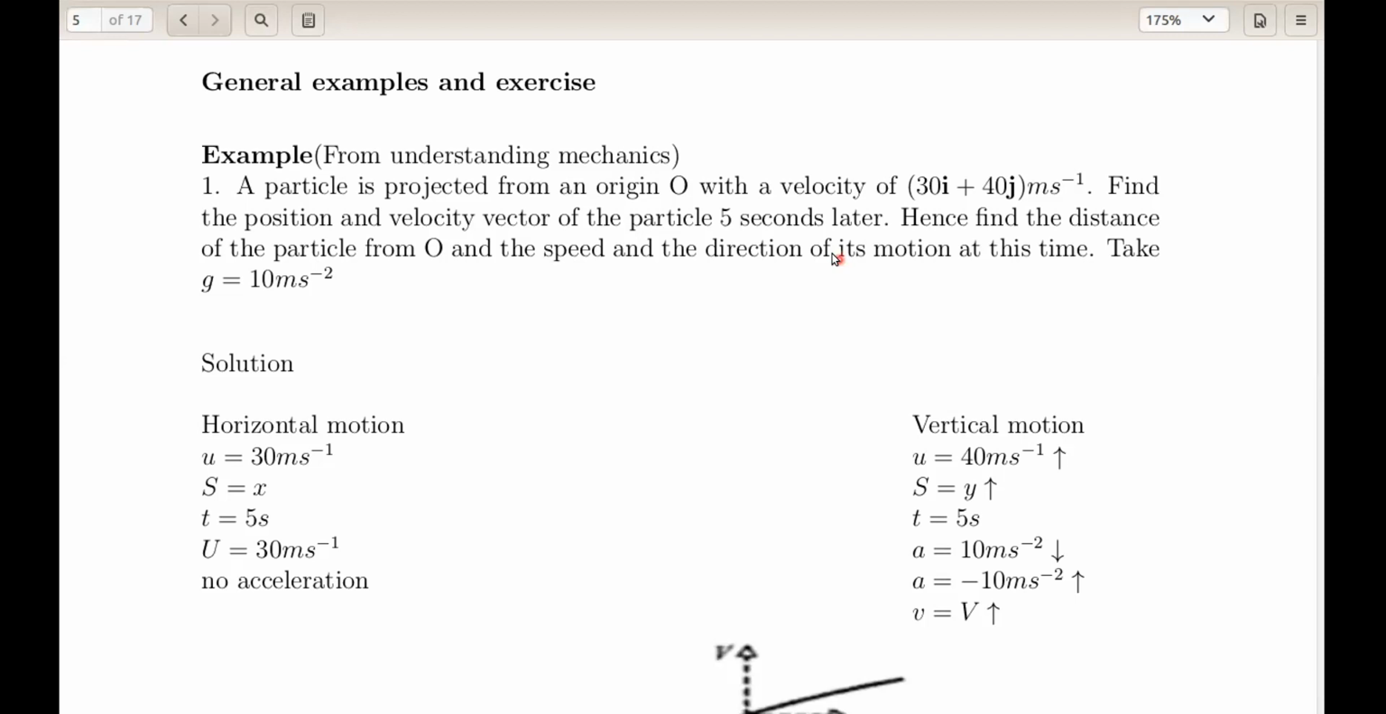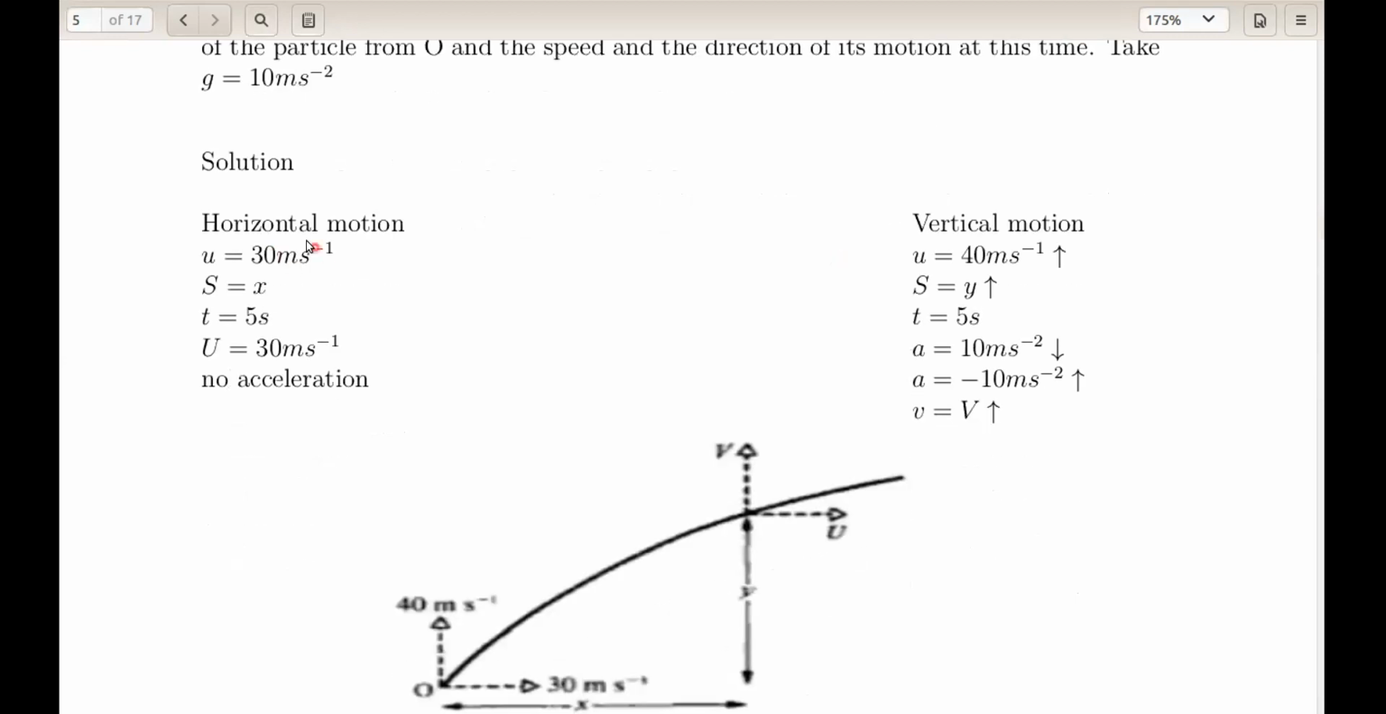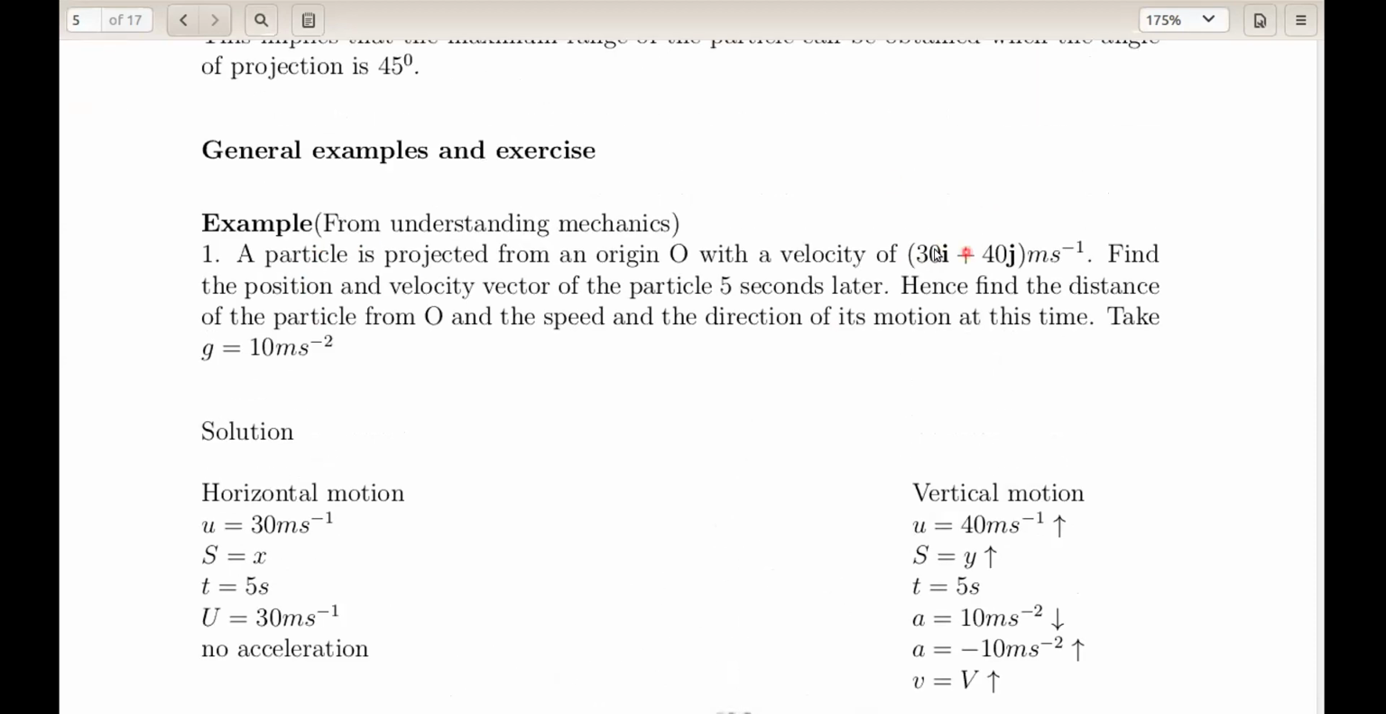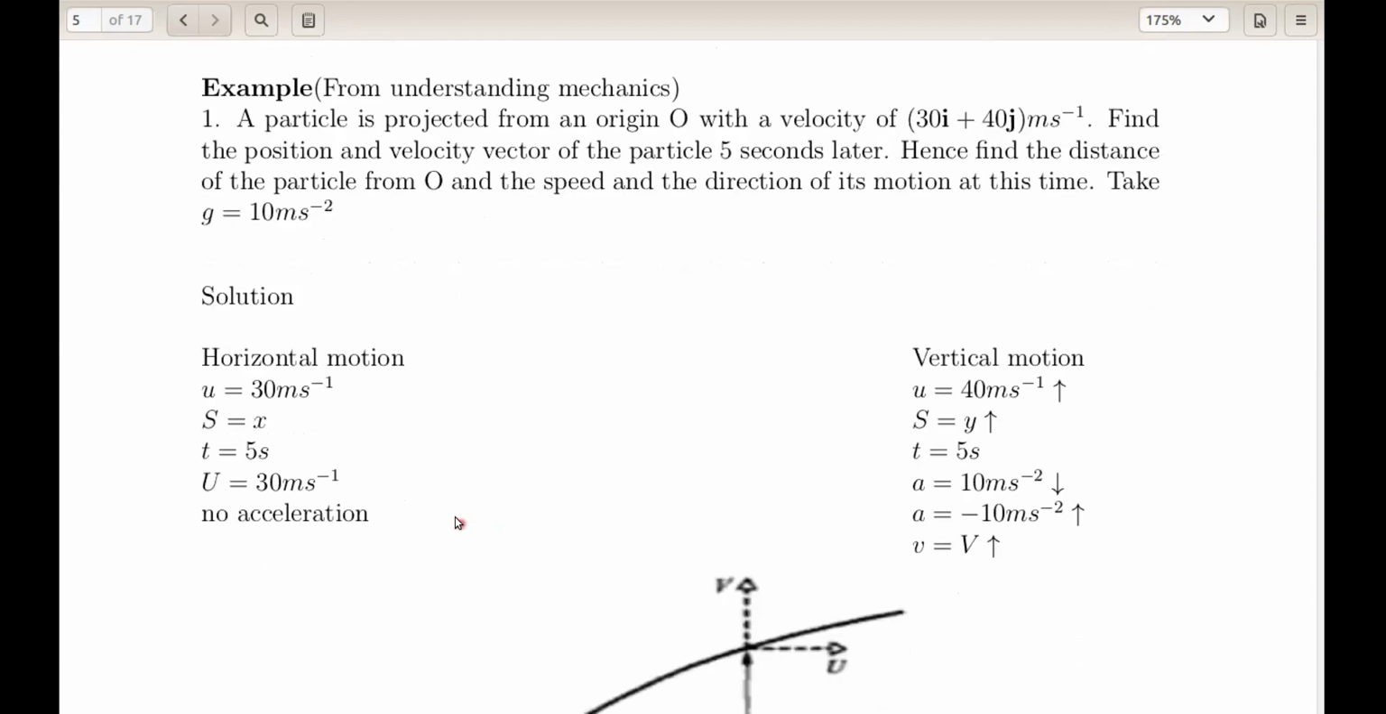So I first state what is given. Horizontally, because we have a velocity in terms of i and j, 30i and 40j, this can be split into 30 horizontally and 40 vertically at that very starting point as the initial velocities. So that's why I'm having separate motions. For horizontal motion, I take the horizontal component of the velocity, which is 30. Horizontal distance covered, I call it x, because it has not reached the other side on the same horizontal ground. So this is simply the horizontal displacement. Then the time is 5 seconds. Now, horizontally, the velocity remains the same. I want you to note that. Horizontally, the velocity remains the same.